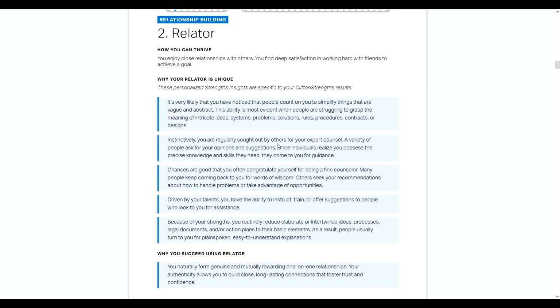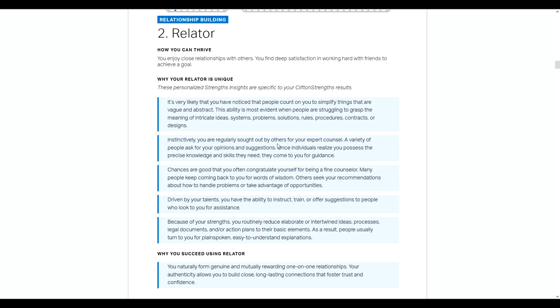Next up, I have Relator. Relator is all about close relationships. If you have Relator somewhere in your top, you'll know it if you freaking hate small talk with a passion, and you can sense people's bullshit a mile away. That's the beauty of Relator. You know when people are being disingenuine.